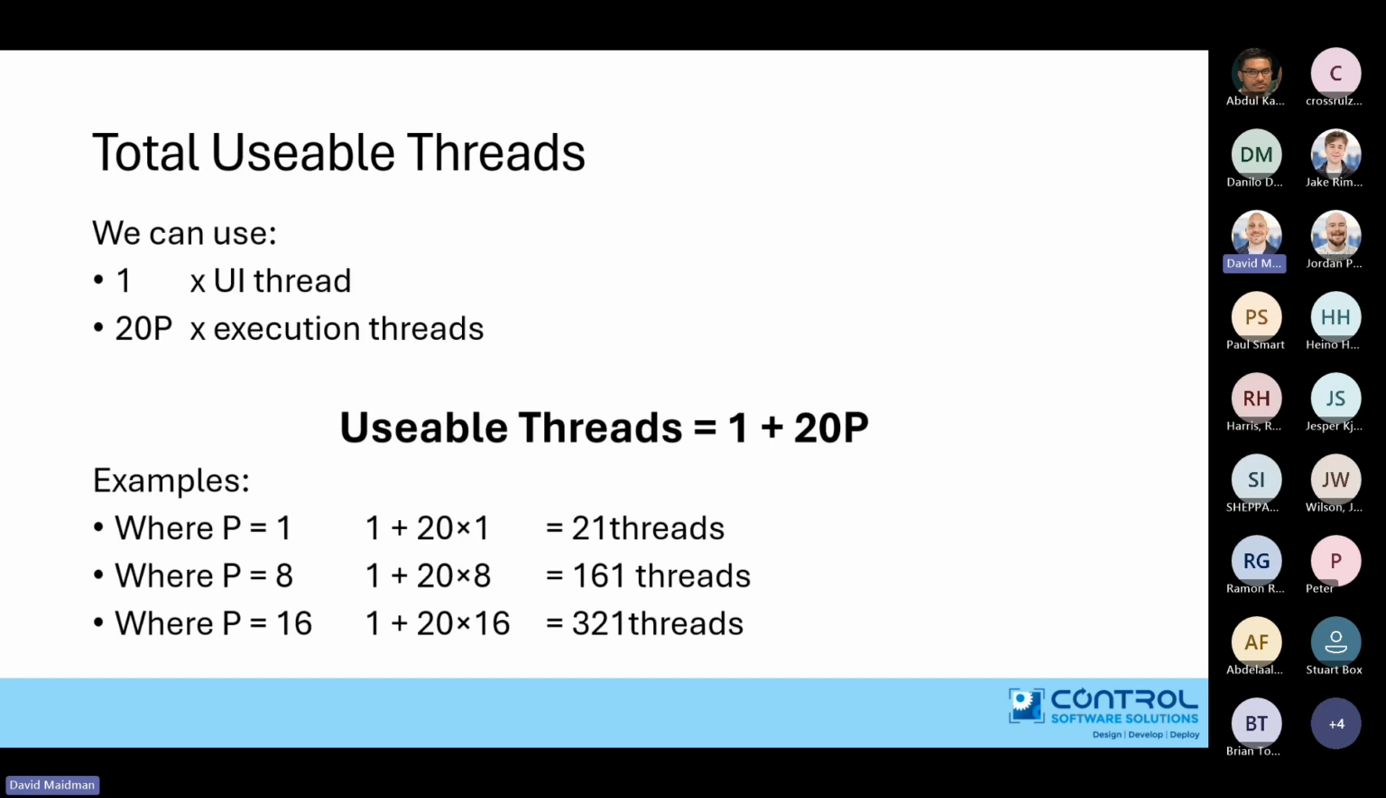So what we end up with for usable threads that we can assign our work to, we have 1 UI thread, and then we have 20P execution threads. So usable threads is 1 plus 20P. So if we've got a single processor, we end up with 21 threads. If we have a 16 core system, we end up with 321 threads. Okay, this is by default.